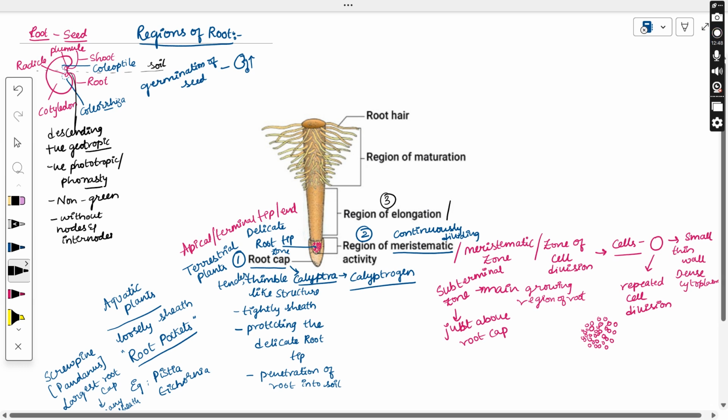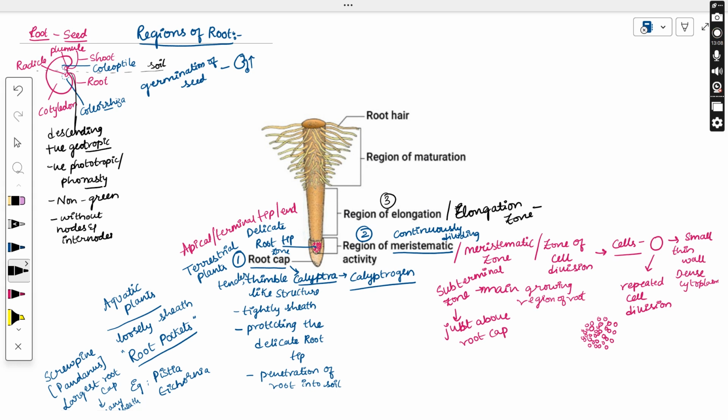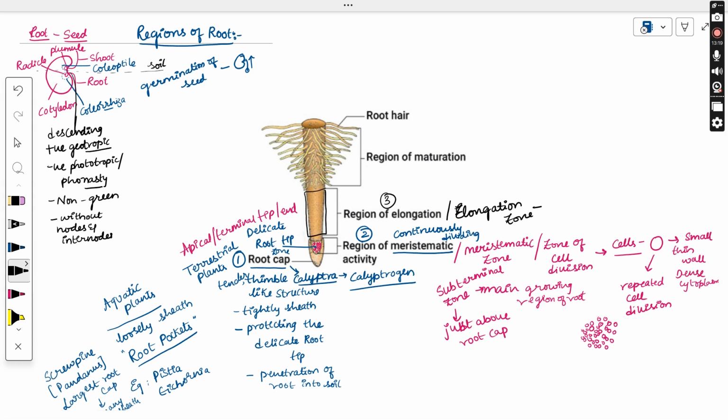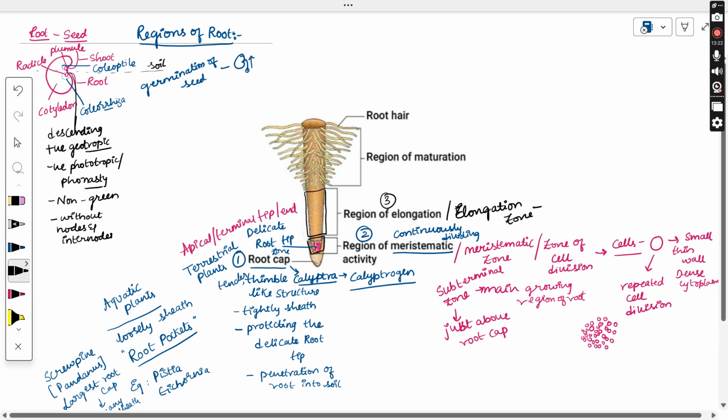or this is the third zone, also called the elongation zone. The term itself indicates that in this zone all the cells will be elongated. Suppose where it is present, above the meristematic zone. The tip one is the root cap. Above that the meristematic zone is present. Above that is the region of elongation, and towards the tip is the region of meristematic activity, and the root cap which is covering this is the root cap region.